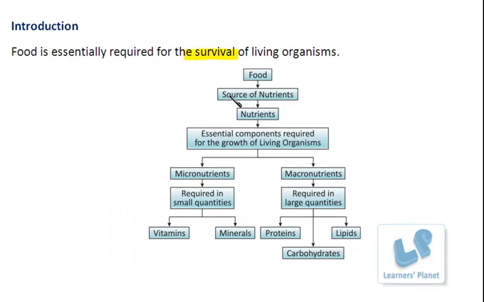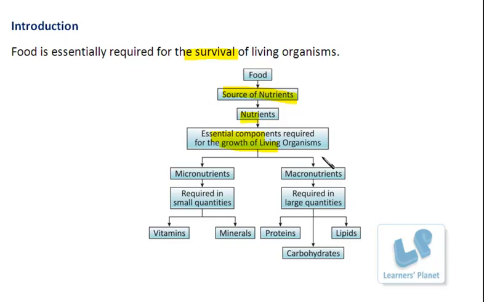This is because it is a source of nutrients. Nutrients are the essential components which support the growth of living organisms. They provide the specific components to our body so that new cells can be produced, so that the body structure can be maintained, and the breakdown of such nutrients can provide us the energy for our daily routine activities, right? So these nutrients are of different types.